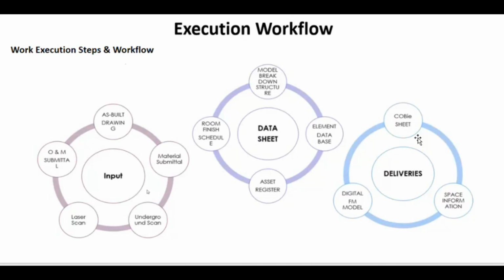See, second is data sheet. After getting the input, we have to verify the data, and then we need to push the data, which means asset register, and then database, and finally the deliverable will be COBie sheets or a digital FM model. The COBie integrated model is called the FM model.